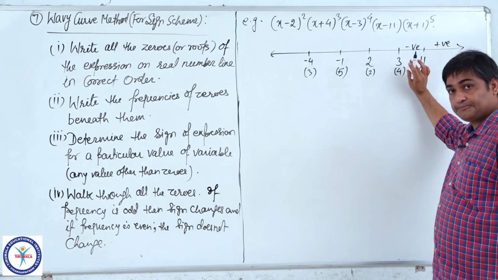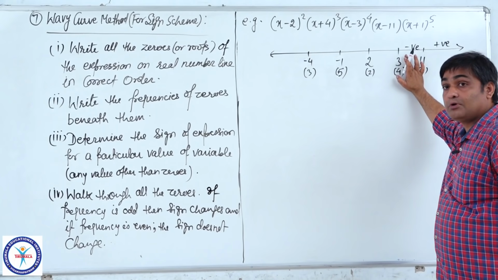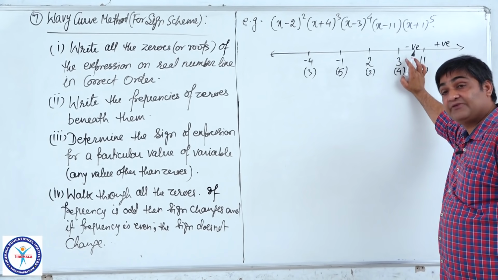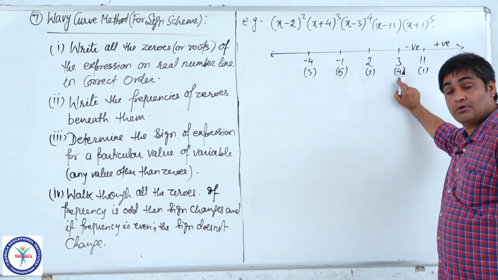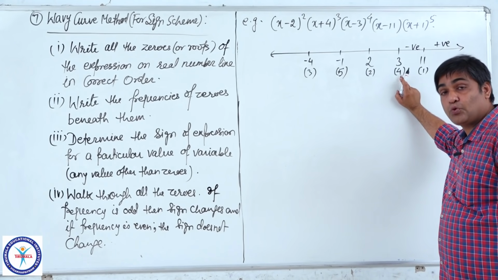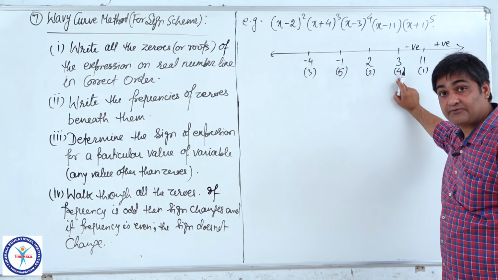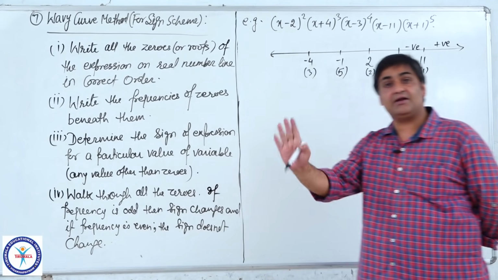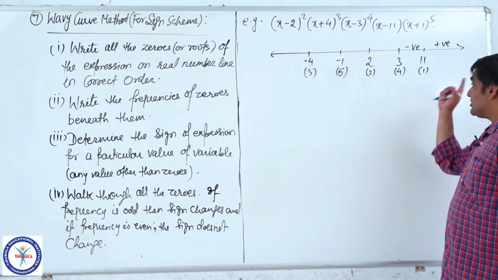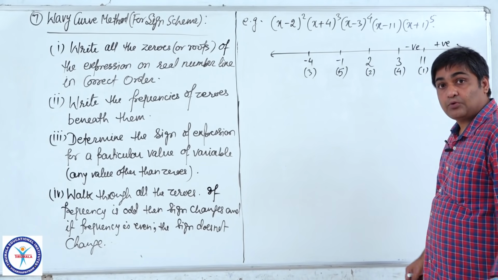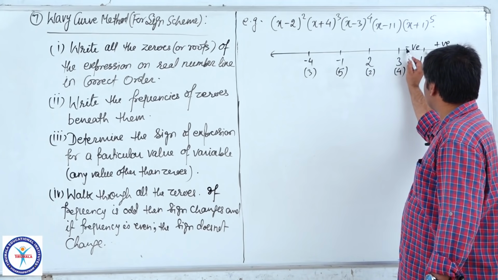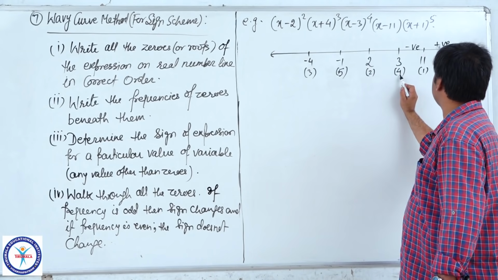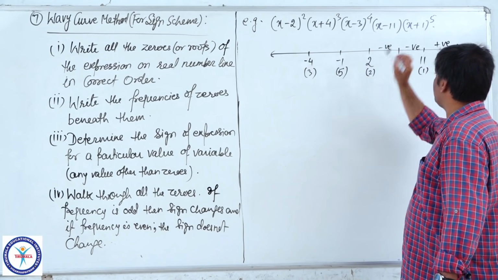Now through 3. We are crossing the root 3. What is the frequency of 3? 4. 3 is how many times? 4 times. Means an even number of times. If the frequency is even, the sign does not change by walking through that root. So here negative, even if we cross, it is even times. So here also negative.